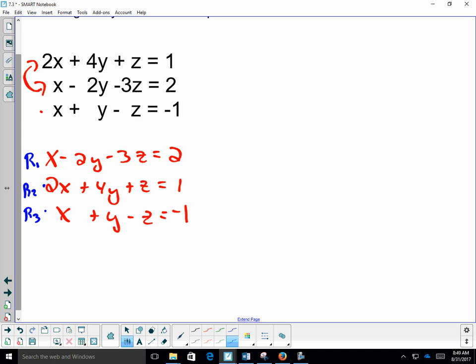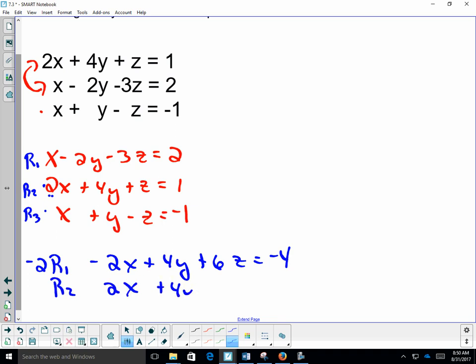The first thing I'm going to do to eliminate this x here is take 2 times row 1. Maybe I'll make it negative 2. That way it's just opposite and I can add. So if I multiply row 1 by negative 2, I'm going to have negative 2x plus 4y plus 6z is equal to negative 4. I'm going to leave row 2 exactly the same. So I'm going to have 2x plus 4y plus z is equal to 1. And I'm going to add those 2 rows together.